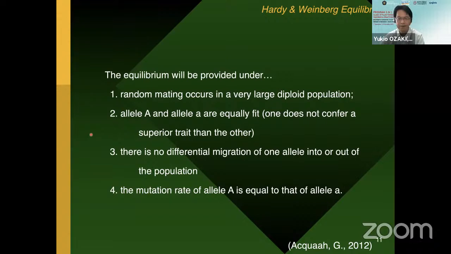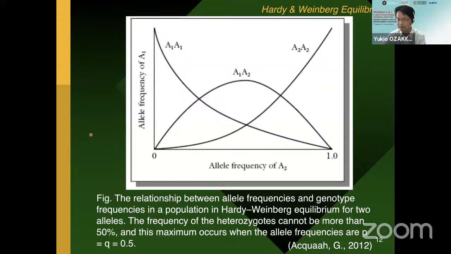The equilibrium will be maintained under the following conditions. The first, random mating occurs in a very large diploid population. The second is allele A and allele a are equally fit. One does not confer a superior trait over the other. The third is there is no differential migration of one allele into or out of the population. The fourth is the mutation rate of allele A is equal to that of allele a. In other words, the variability does not change from one generation to another in a random mating population.